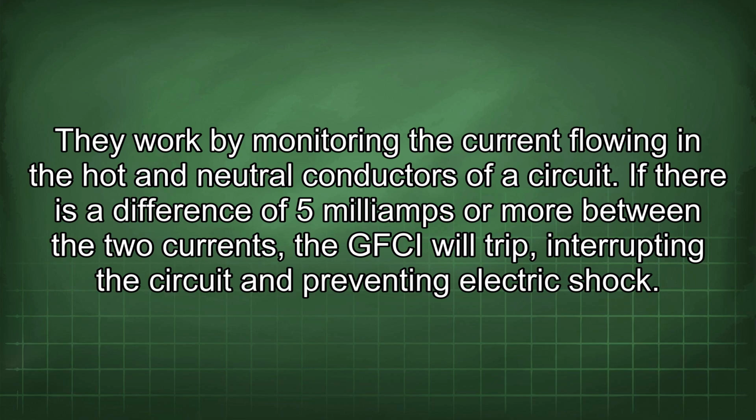They work by monitoring the current flowing in the hot and neutral conductors of a circuit. If there is a difference of 5 milliamps or more between the two currents, the GFCI will trip, interrupting the circuit and preventing electric shock.